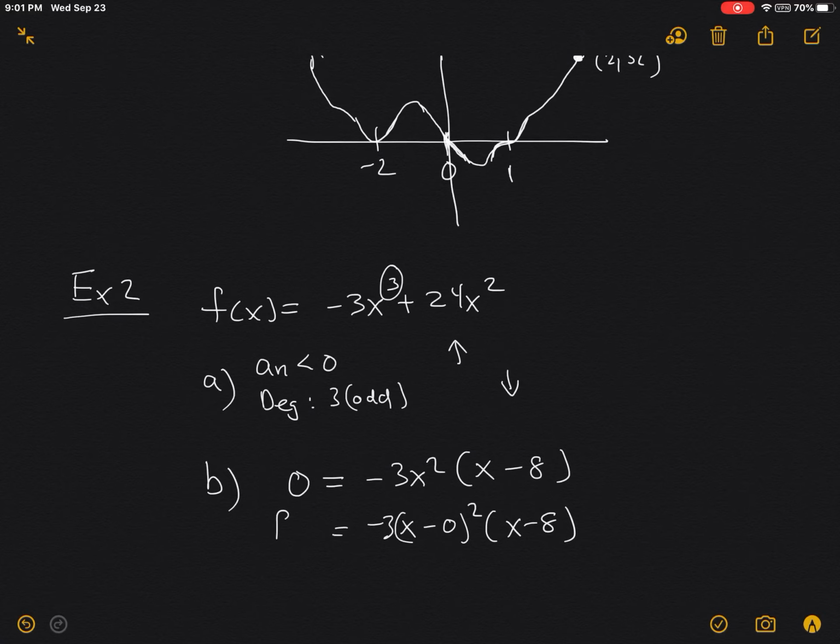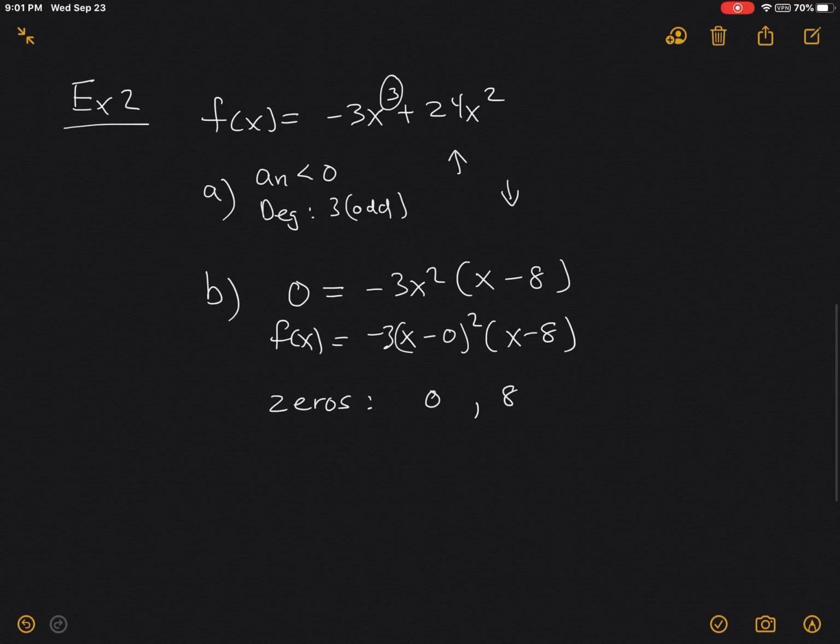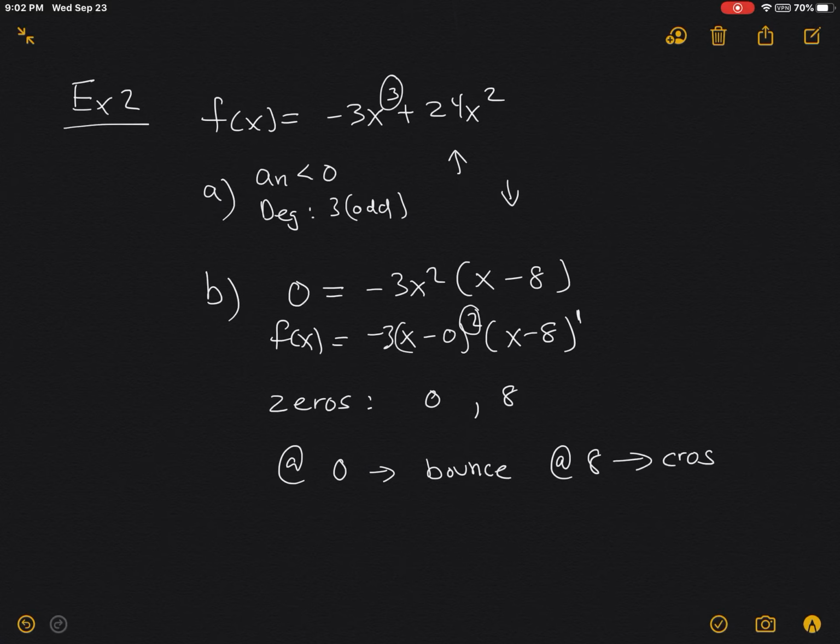Instead of setting it to 0, I'm just going to say this is f of x. Of course, you could set it to 0 to find the zeros. The zeros are going to be 0 and 8. Now, why did I write it like this, x minus 0 squared? Because I needed to determine the multiplicities. At the 0, the multiplicity is a 2, an even number, so it's going to be a bounce. And at positive 8, we know it's going to be a cross.